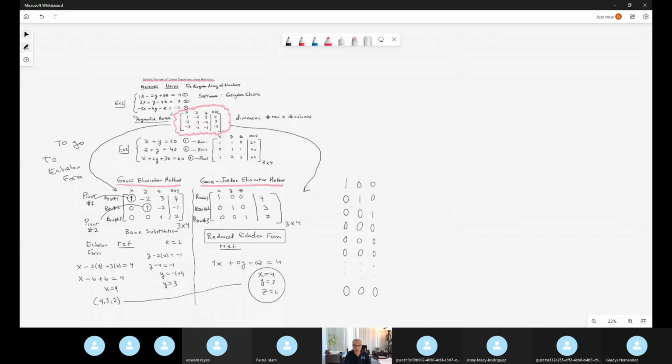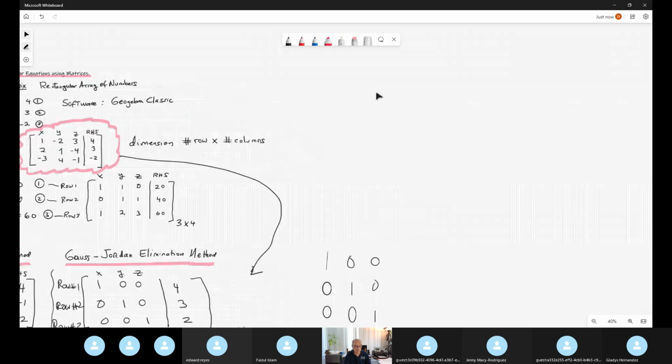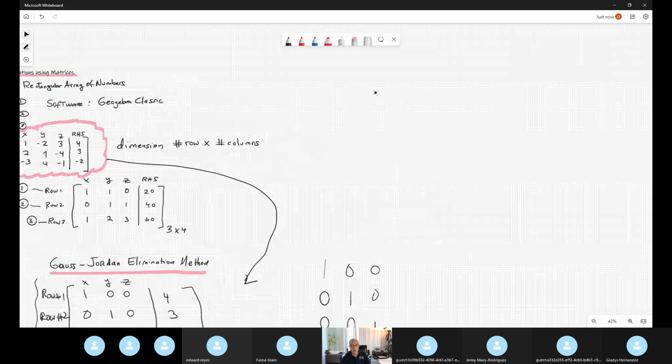Okay. Now, what is the idea? The idea behind this is you perform one thing called row operations. Row operation, essentially, is the same as row operations. Let me delete this. Row operation is essentially the same thing that we are doing in elimination, but more systematic, more organized.